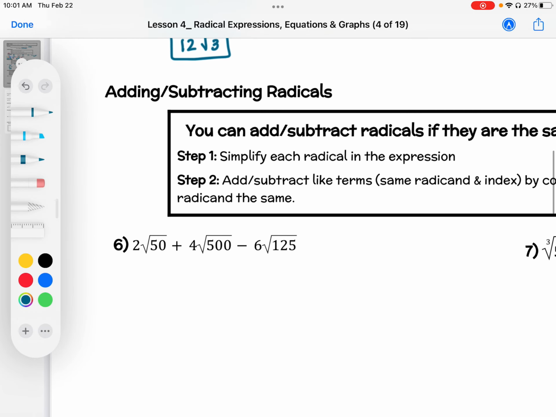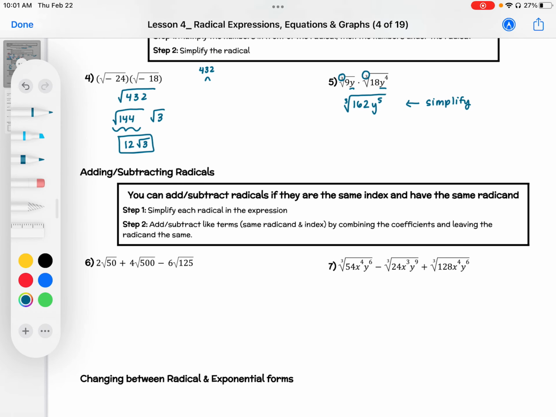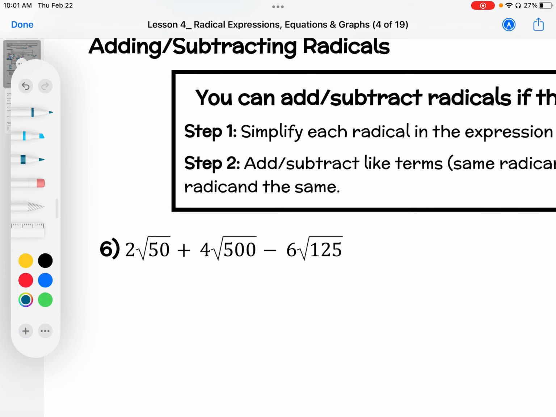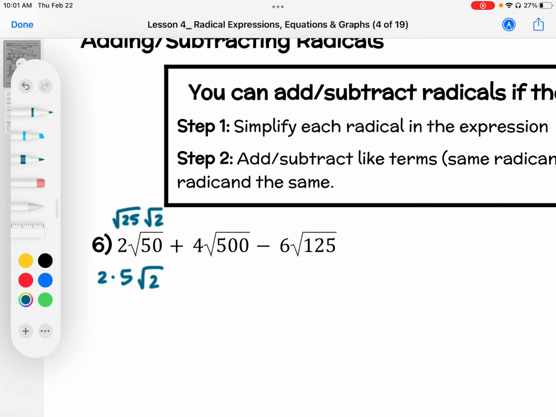All right, adding and subtracting radicals. We can only add or subtract radicals if they have the same index and the same radicand. So they have to be like terms in every aspect of the word. I'm going to use my shortcut to simplify all of these because our first step should always be to simplify our radicals. So 50, we can divide that by 25, which is a perfect square. 50 divided by 25 is 2. The square root of 25 is 5, so we're just going to have a 5 on the outside now, and that square root of 2 is going to stay.